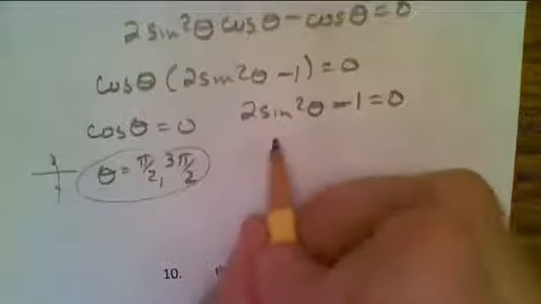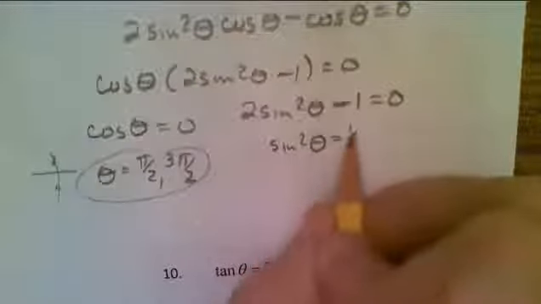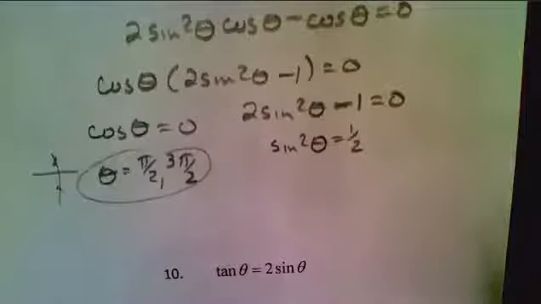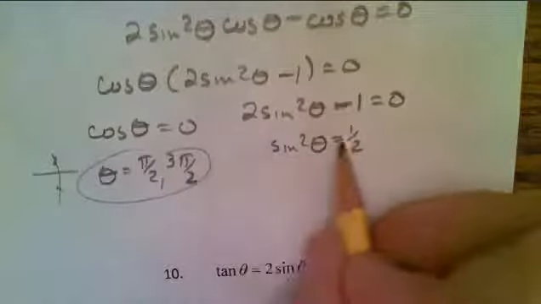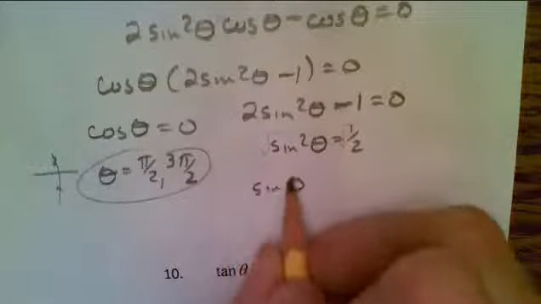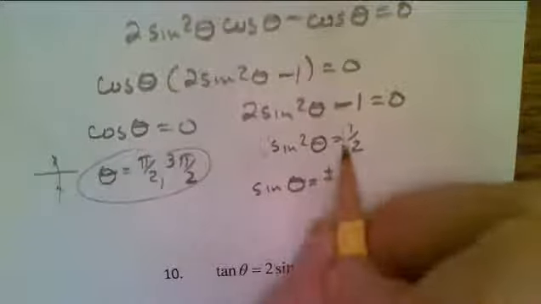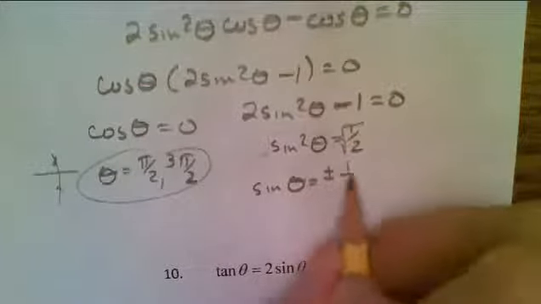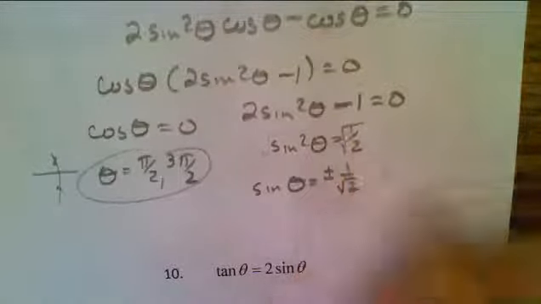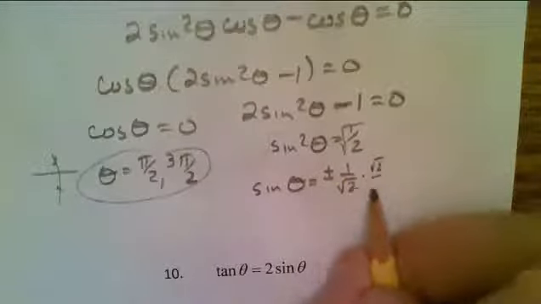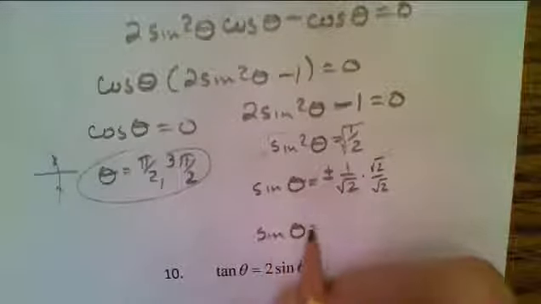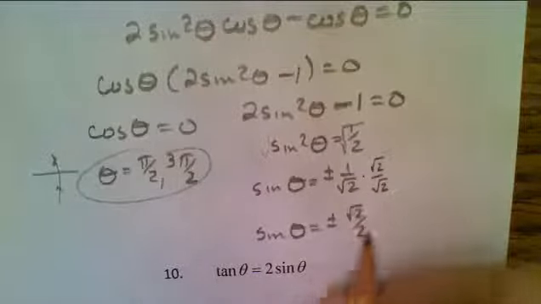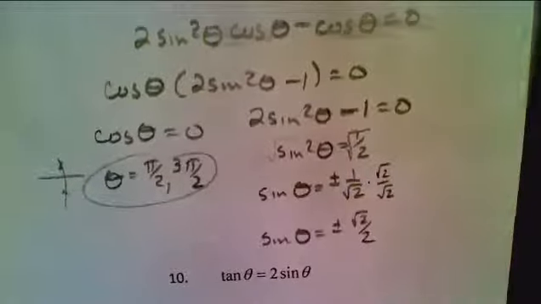This one I add 1 and divide by 2, I get the sine squared is equal to 1/2. So if I take the square root of both sides, I'm going to get the sine is equal to plus or minus. When I take the square root of 1/2, I'm going to get 1 over radical 2, because I can take the square root of the top, square root of the bottom. If I rationalize my denominator, I get the sine of theta is equal to plus or minus radical 2 over 2.